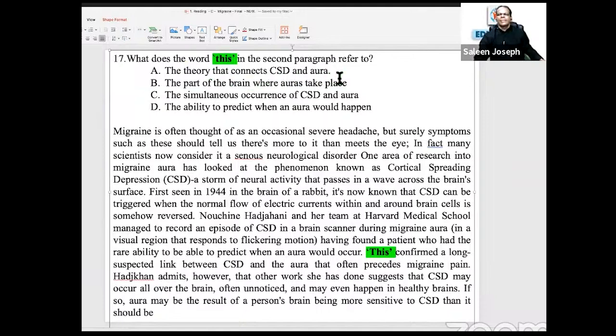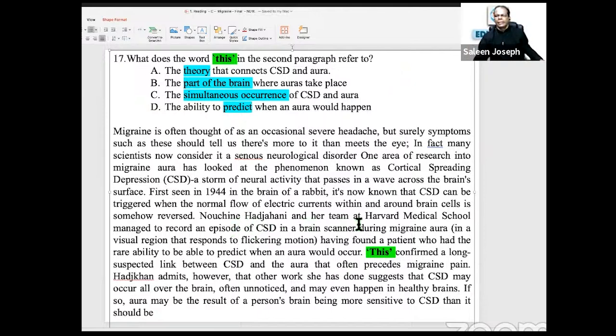The theory that connects CSD and aura. The part of the brain where aura takes place. Part of the brain means part of the brain, while this one means theory. And the simultaneous occurrence of CSD and aura. Then the ability to predict when an aura happens. So what does this word, which is also known as a referent, mean? Just read the previous sentence.